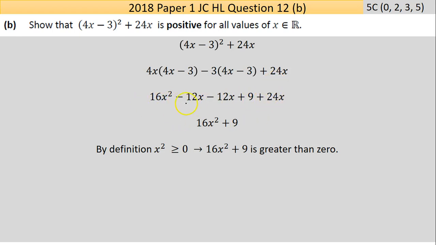Add like terms. I have my 16x squared, nothing to add to that, so it stays where it is. Minus 12x minus 12x is minus 24x, plus 24x cancels, and you're left with plus 9. So is this expression always going to be positive? It is, because any number squared turns positive. It could be negative 1, so it's 16 by negative 1 squared, which is the same thing as 16 by 1. 16 by 1 is 16, plus 9 is going to be 25.